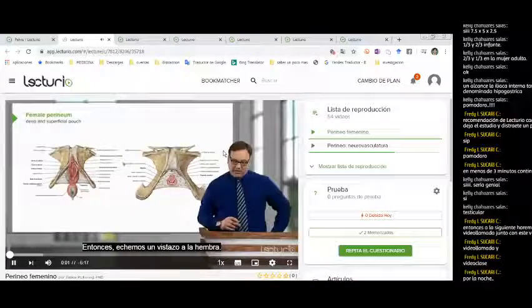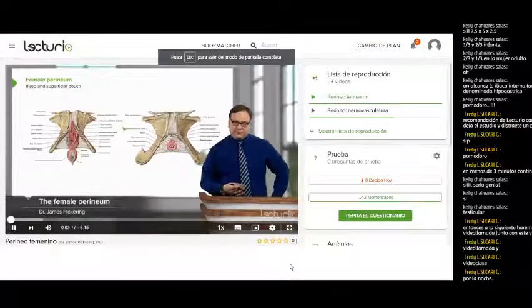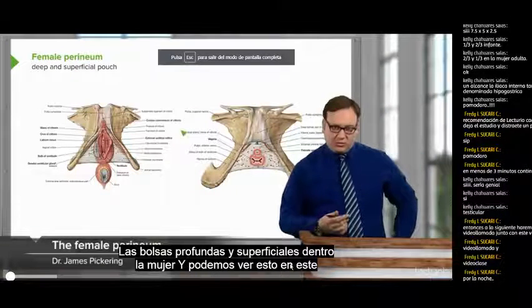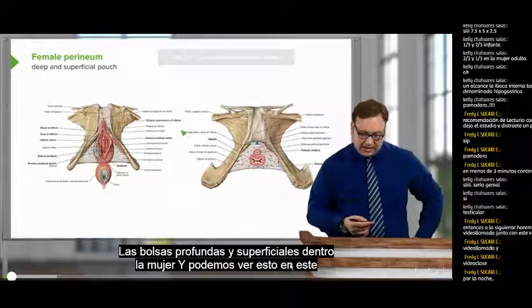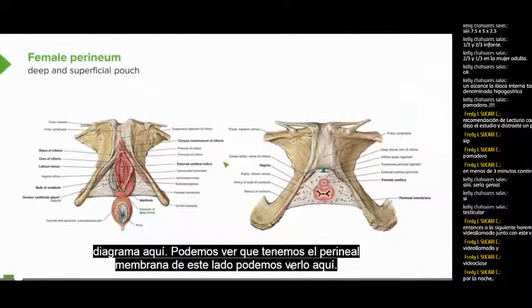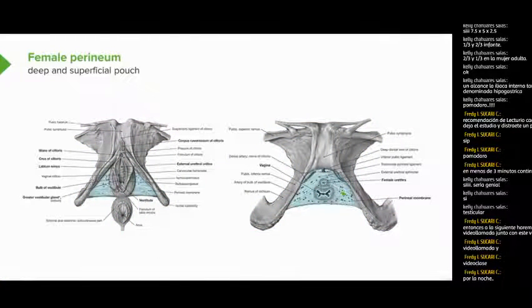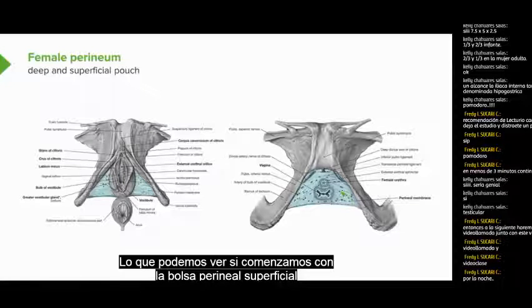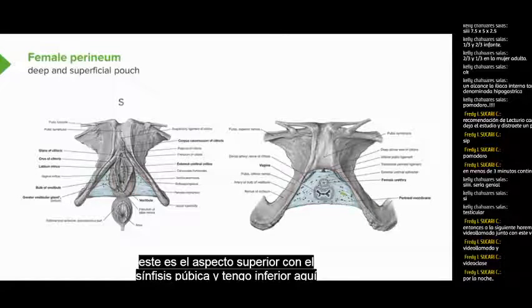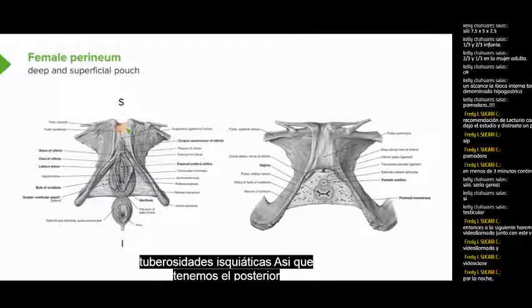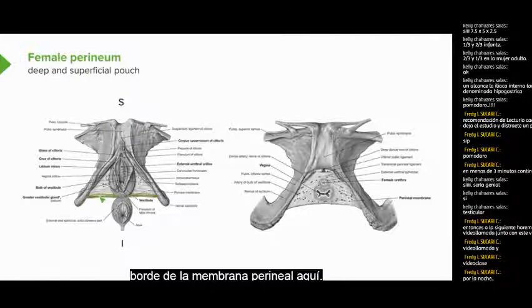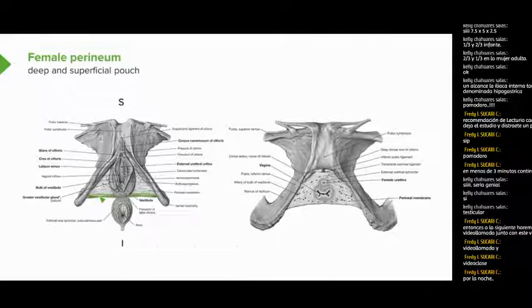So now let's have a look at the female. The deep and superficial pouches within the female. And we can see these on this diagram here. We can see we have the perineal membrane over on this side. We can see it here. And we can see the perineal membrane on this side. What we can see if we start with the superficial perineal pouch, this is the superior aspect with pubic symphysis, and we'd have inferior down here. Ischial tuberosities, so we've got the posterior border of the perineal membrane here.